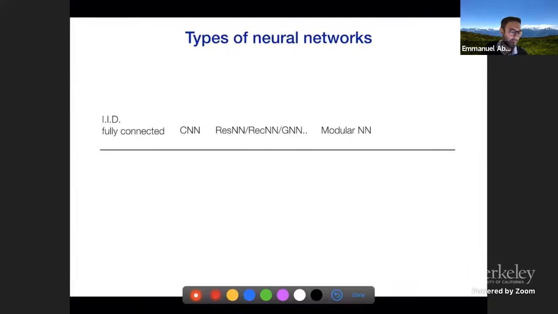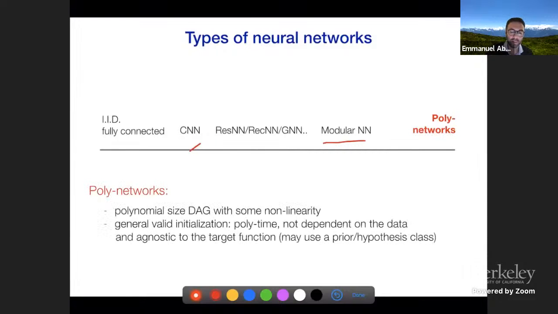Now, for the type of neural networks that we allow, the approach we're taking is, rather than trying to model what's allowed or not in terms of architecture, is it fully connected? Is it a CNN or something more fancy? Is it a combination of these? We will essentially go to the extreme and just assume that we have what I call poly networks. So this is simply any kind of architecture that we want, but it has to have polynomial size. The number of edges must be polynomial in the input dimension.